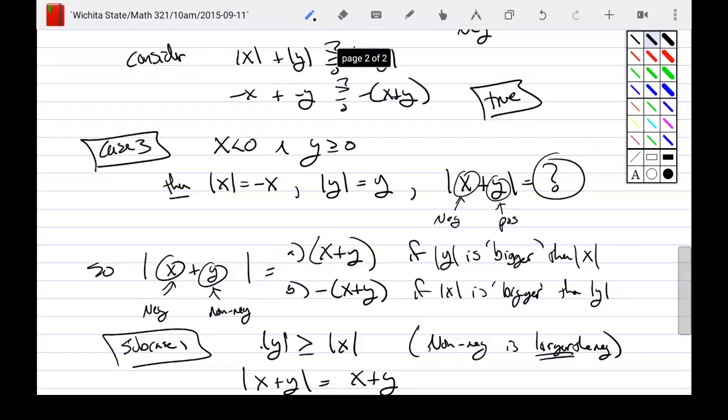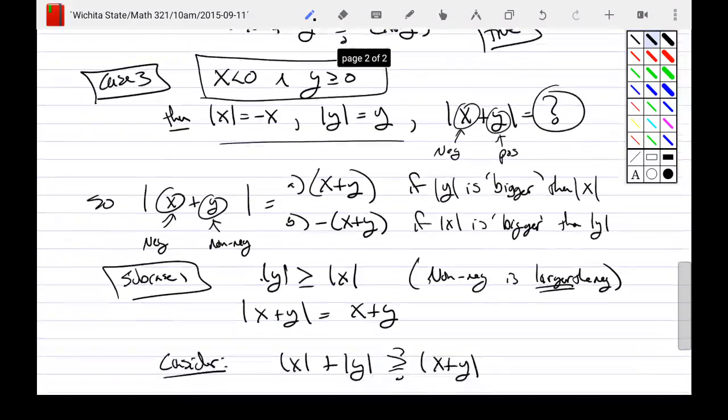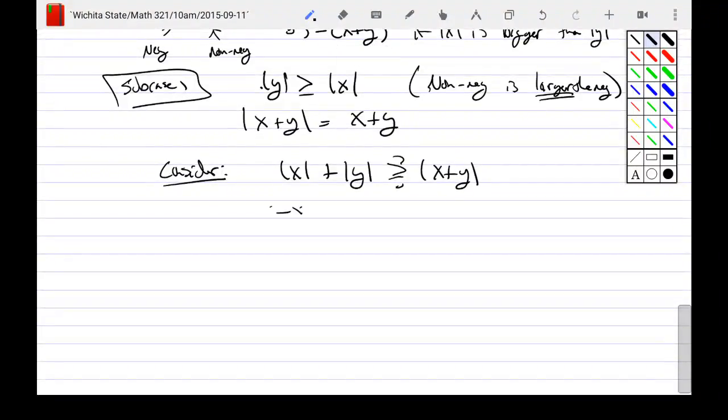We're still in the same case. So what's the absolute value of x? So we have negative x plus, what's the absolute value of y? Y. Is this greater than or equal to the absolute value of x plus y? It's x plus y.